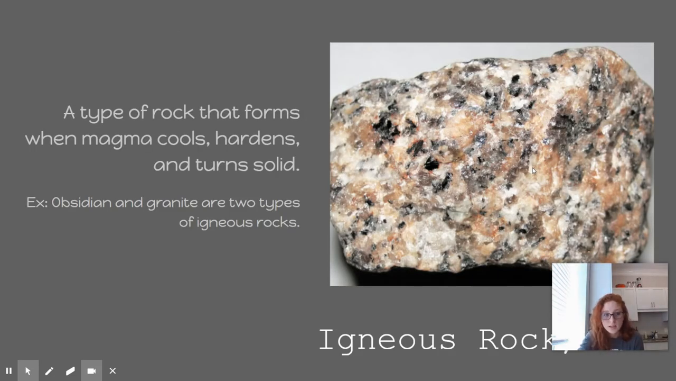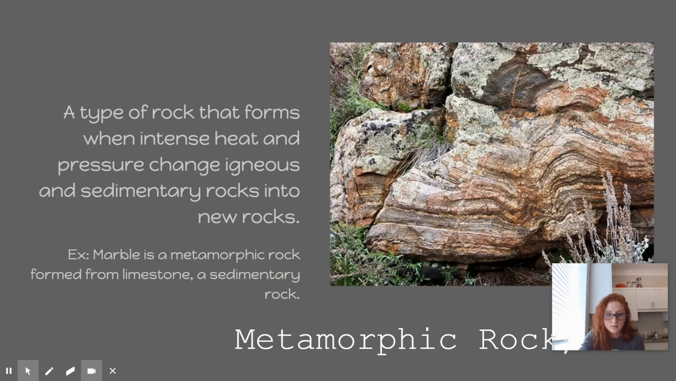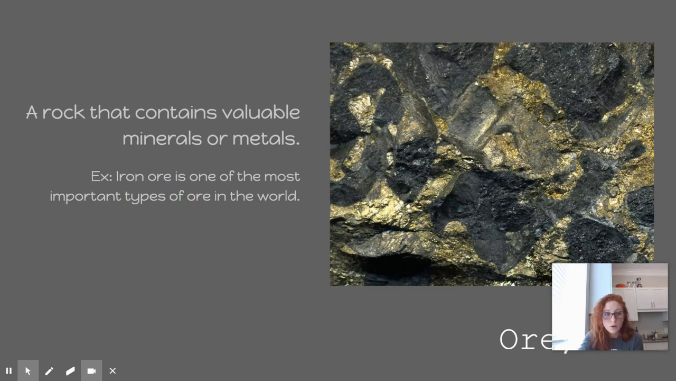Igneous rock. Igneous rock is a type of rock that forms when magma cools, hardens, and turns solid. Obsidian and granite are two types of igneous rock. Metamorphic rock. Metamorphic rock is a type of rock that forms when intense heat and pressure change igneous and sedimentary rocks into new rocks. Marble is a metamorphic rock formed from limestone, a sedimentary rock. Ore. Ore is a rock that contains valuable minerals or metals. Iron ore is one of the most important types of ore in the world.